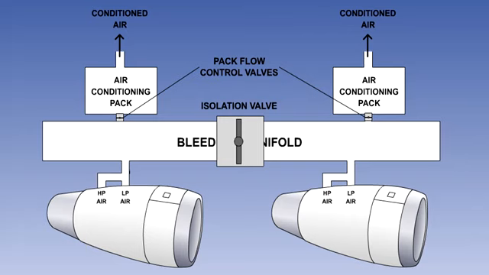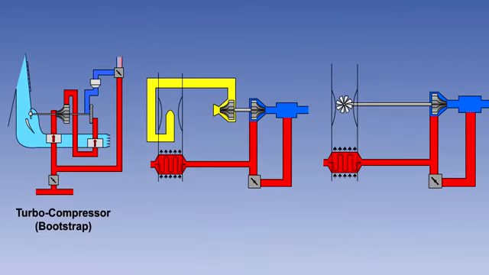Most air conditioning packs use an air cycle machine, or ACM. The machine uses the principle of energy conversion and surface heat exchange for its operation. There are three basic types of air cycle machine: the turbo compressor, or bootstrap, the brake turbine, and the turbo fan. We will now look at each of these in turn.